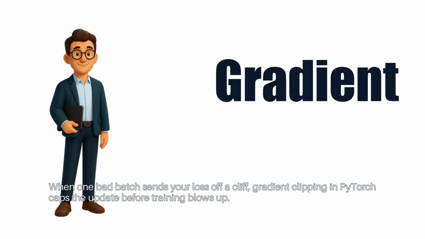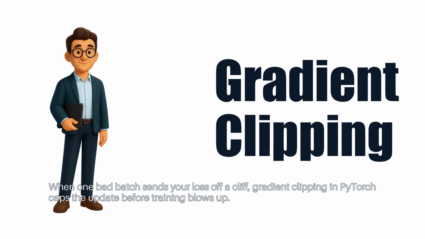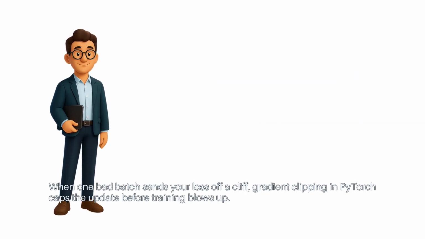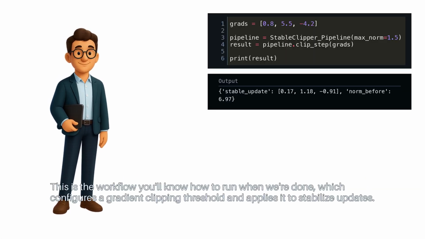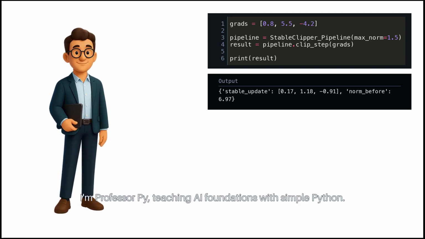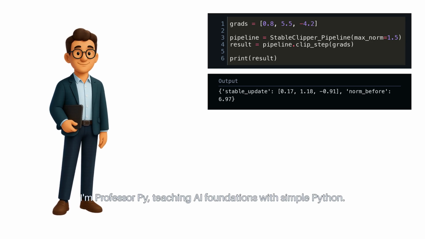When one bad batch sends your loss off a cliff, gradient clipping in PyTorch caps the update before training blows up. This is the workflow you'll know how to run when we're done, which configures a gradient clipping threshold and applies it to stabilize updates. I'm Professor Pi, teaching AI foundations with simple Python.